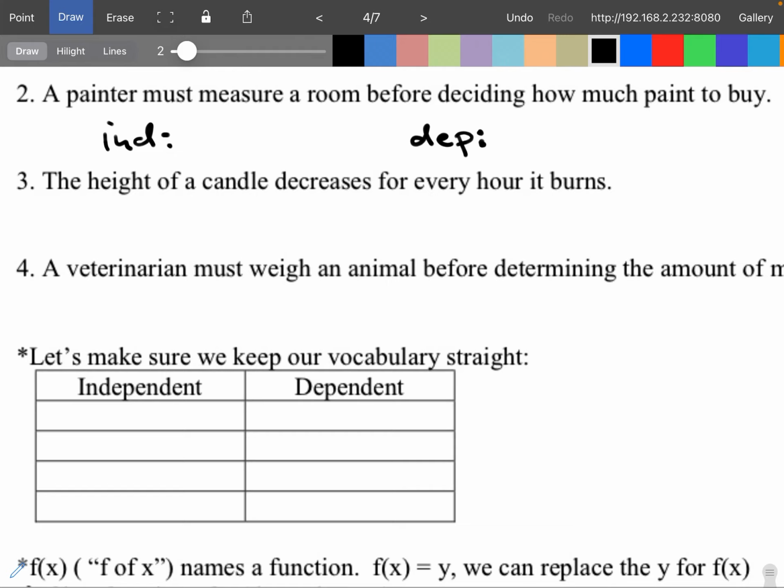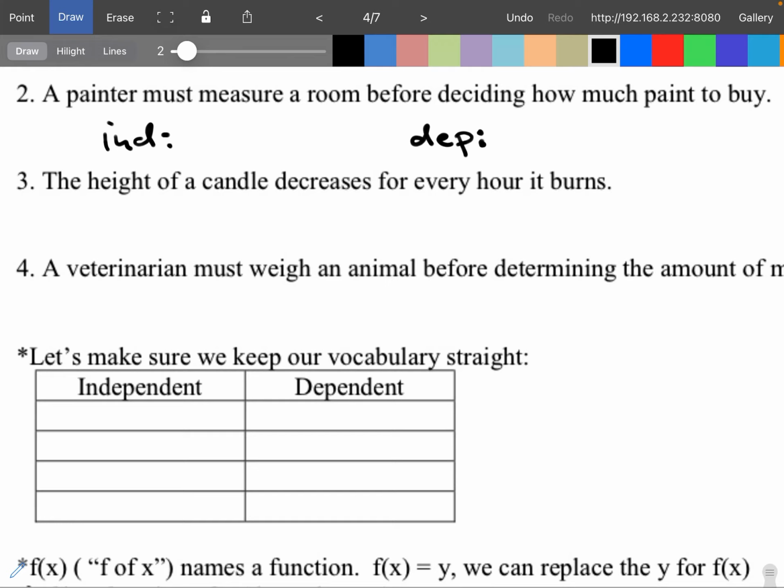So we can do this here. We're going to have to figure out what our independent is, I'll just abbreviate it IND, and what your dependent is. So do the measure, so let me read this one first.